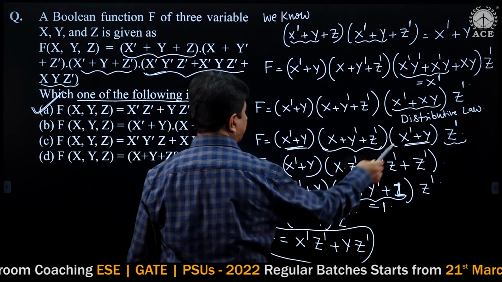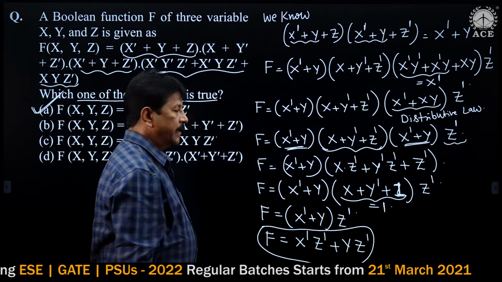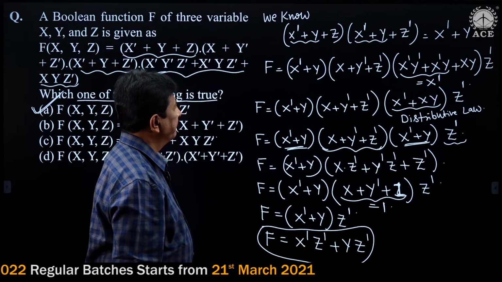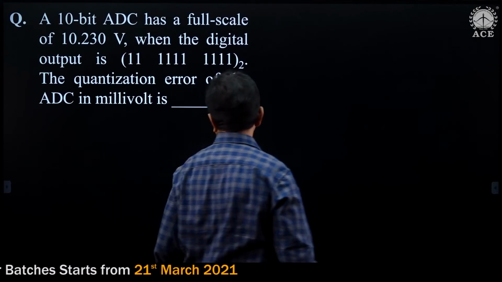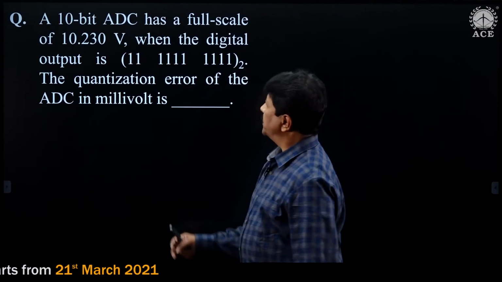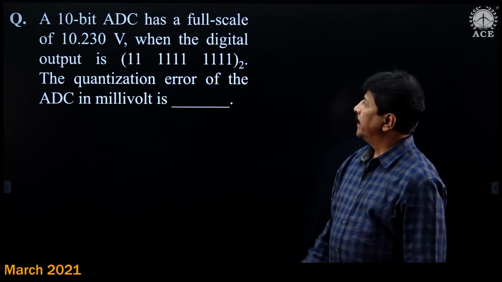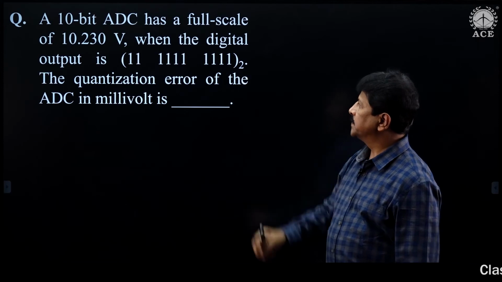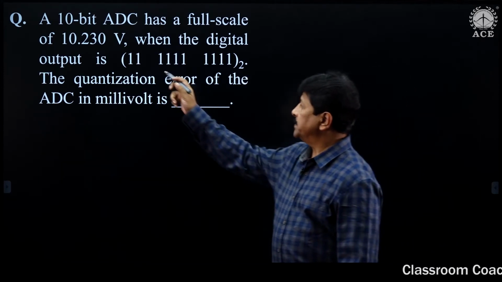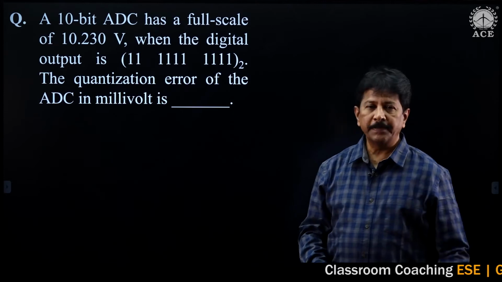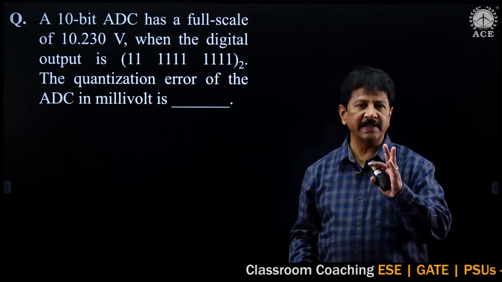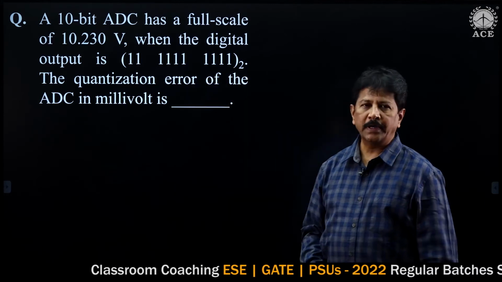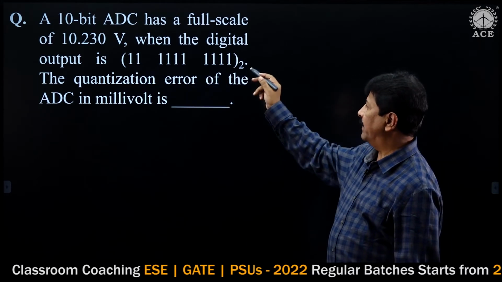So I have applied some distributive law most of the times, and then I come up with the final solution here. Okay, so next one is a simple one. A 10-bit ADC is having full scale of 10.23 volts when the digital output is this one. Okay, so that means if you give 10.23 volts as input, then output is equal to all ones. So that is the meaning of that, that is 3FF.